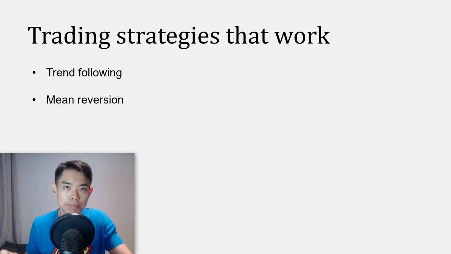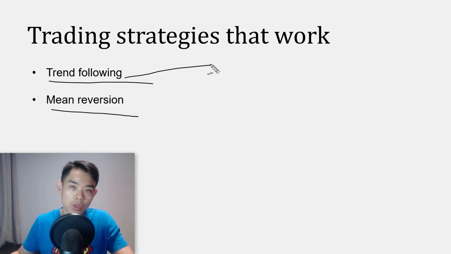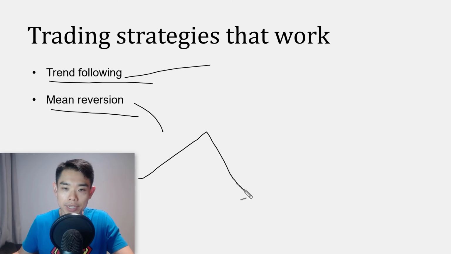Now, let me explain to you how this works. Earlier I've shared with you two types of trading strategies, right? Trend following and mean reversion. Trend following does well when the market is trending. Mean reversion usually would do well when the market is kind of choppy in a range.